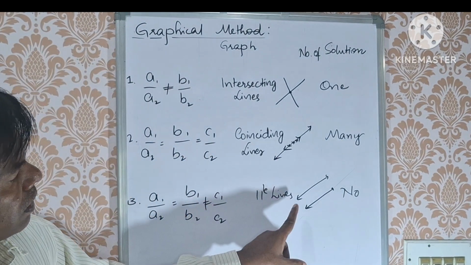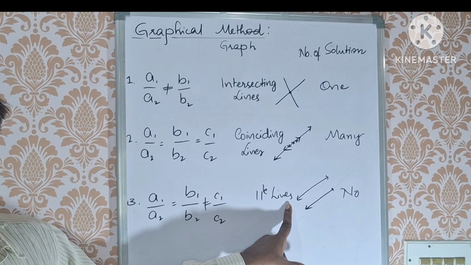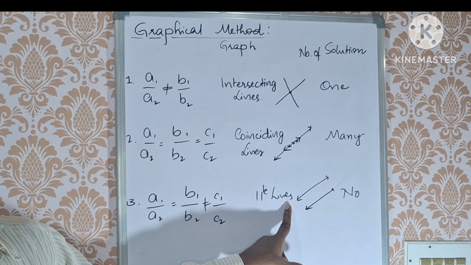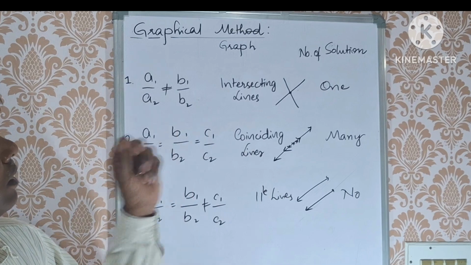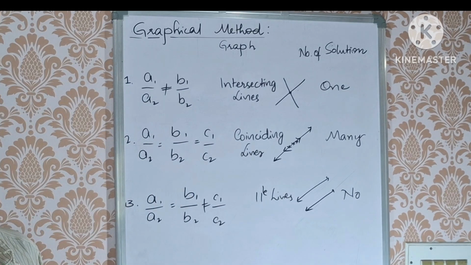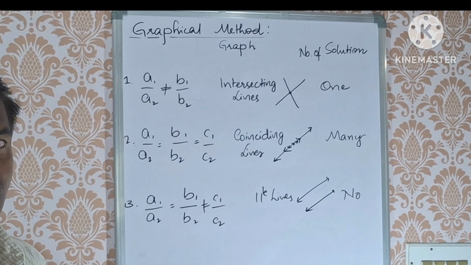Then they never coincide. Therefore, there are no solutions. There is no coinciding point. Once again, I repeat, graphical method. Graphical method means we solve by drawing the graph.